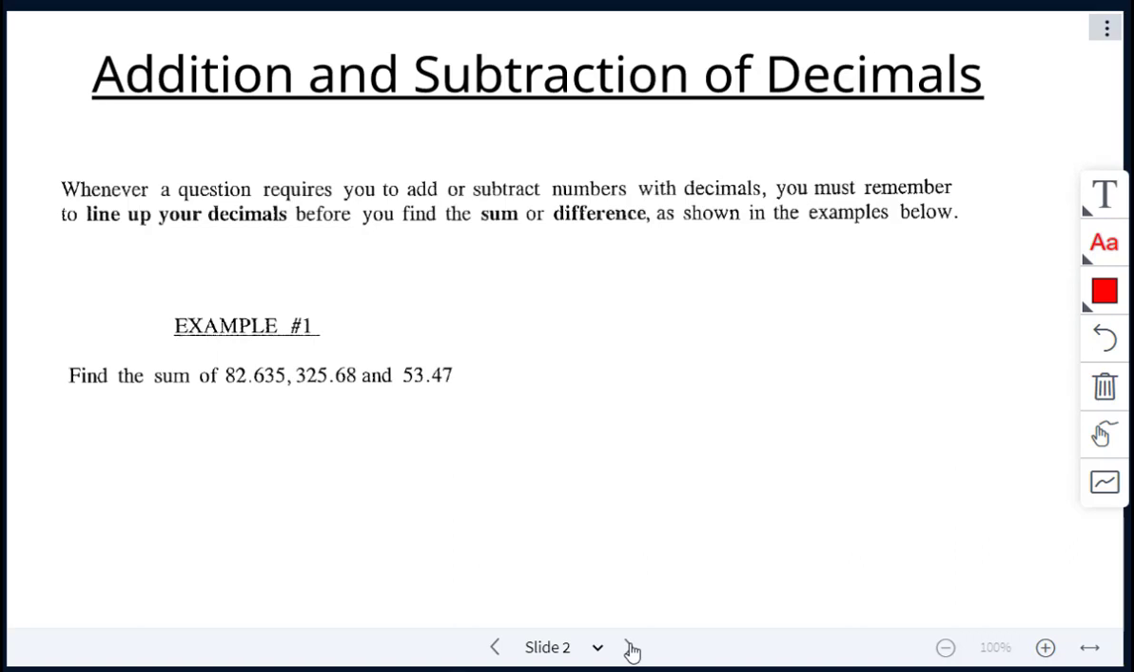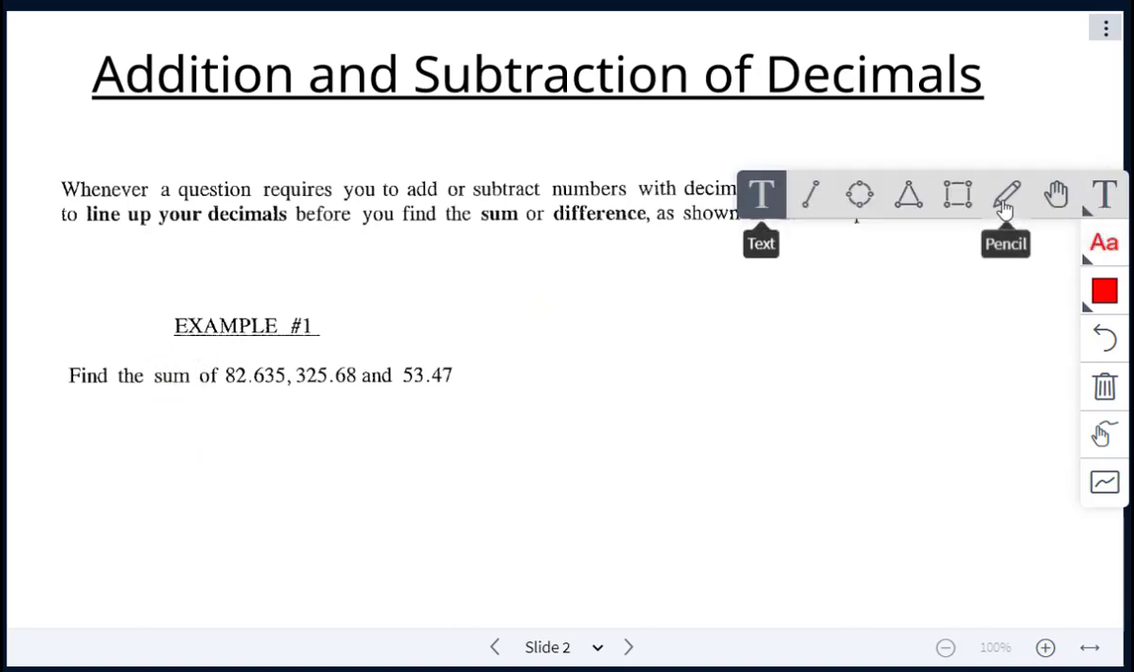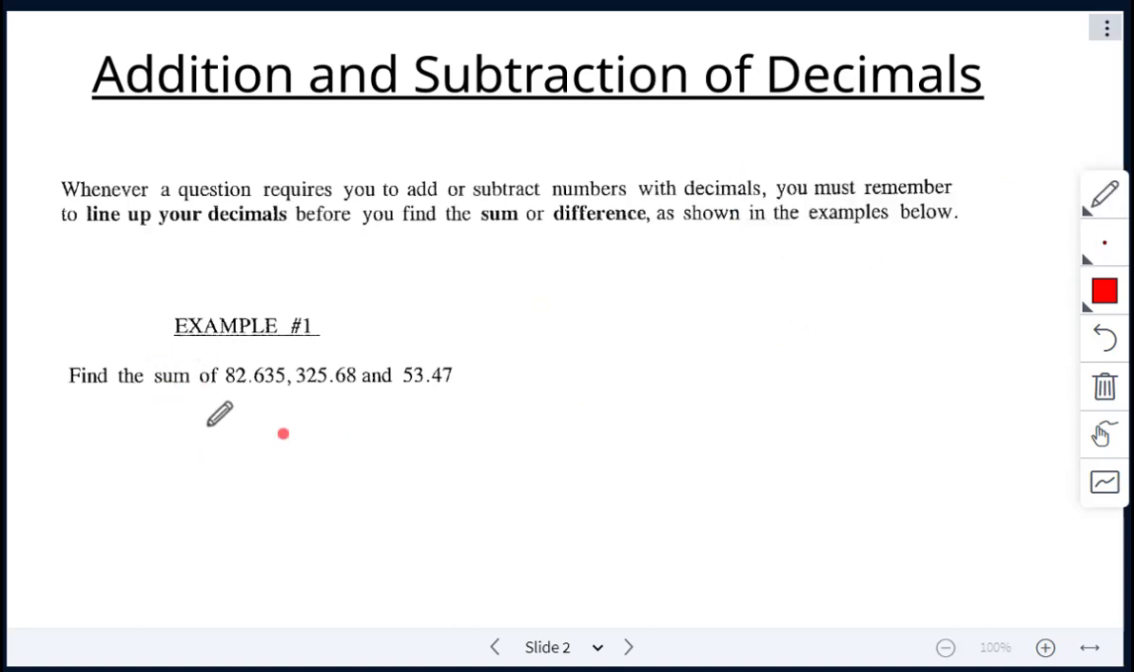subtract. All right, so if we look at our first example, we have 82.635. We're looking for the sum. The sum means to add. All right, so we're adding 82.635, 325.68, and 53.47. So when we are going to add this, I'll just do it on the side here, we have to make sure we line up the decimals.